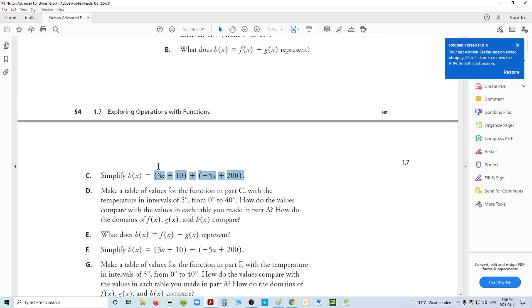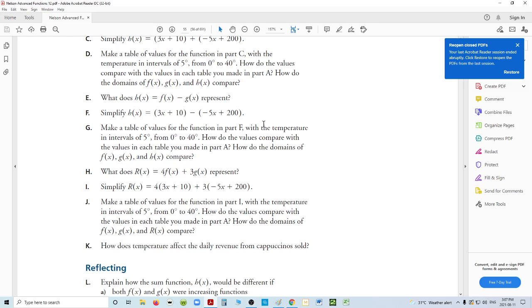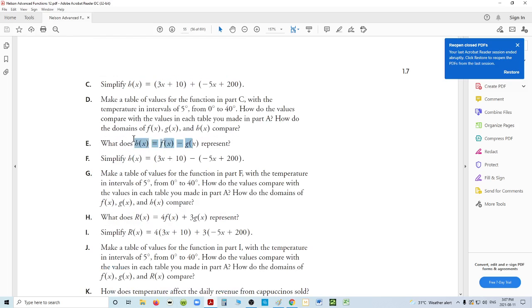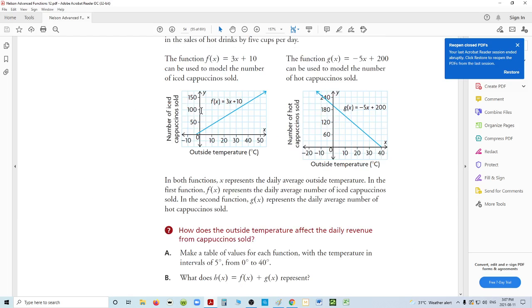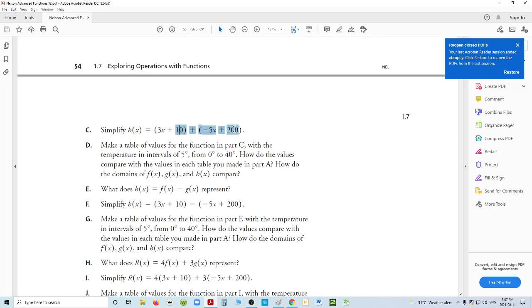Now, both are lines. They're both line functions. This is the cold coffee, and this is the hot coffee. So obviously the hot coffee is declining, and they just are asking you basic questions of like, what does it mean when you add them? So that would be looking at your overall sales. I believe the y-axis is the number of coffees sold. So what does combining them mean? It would mean the total coffees you sell in a day, in any particular day.